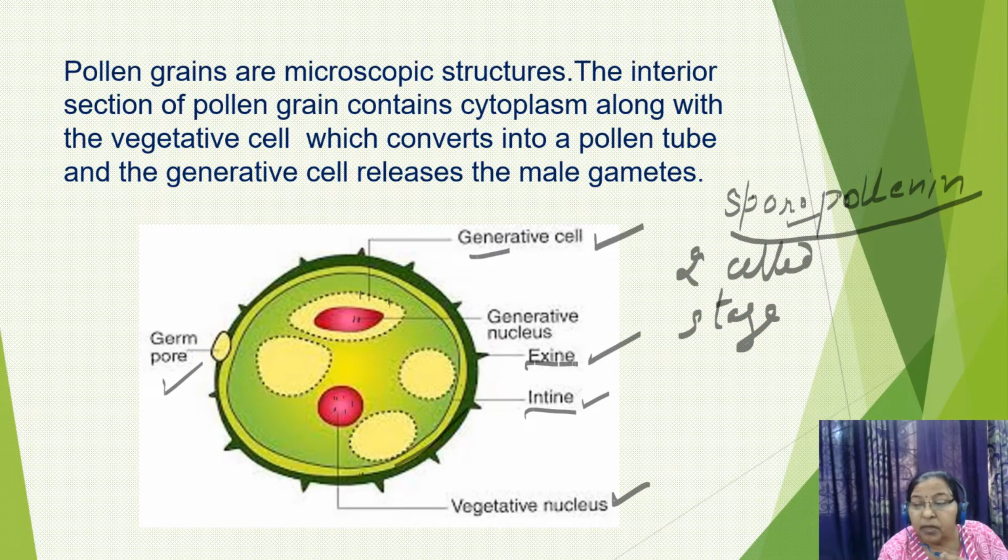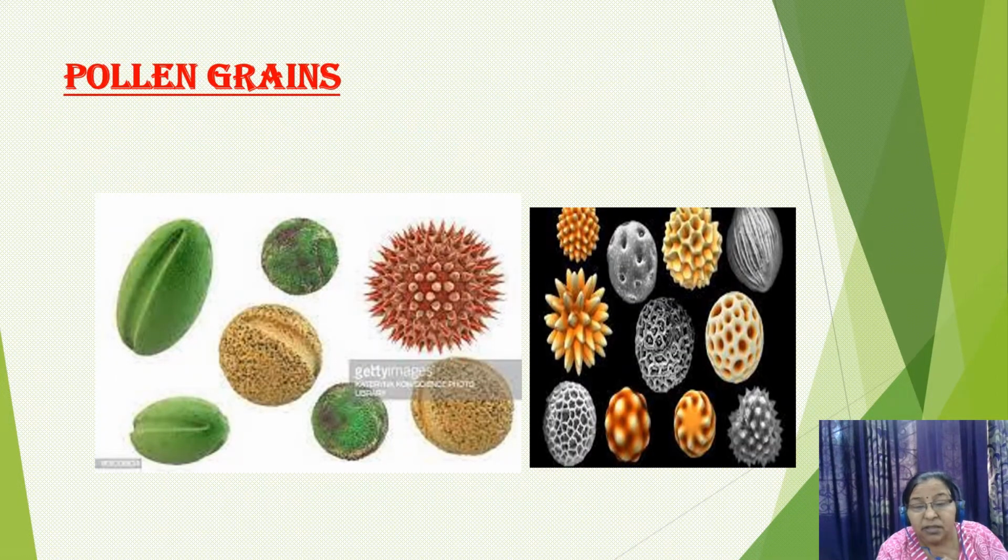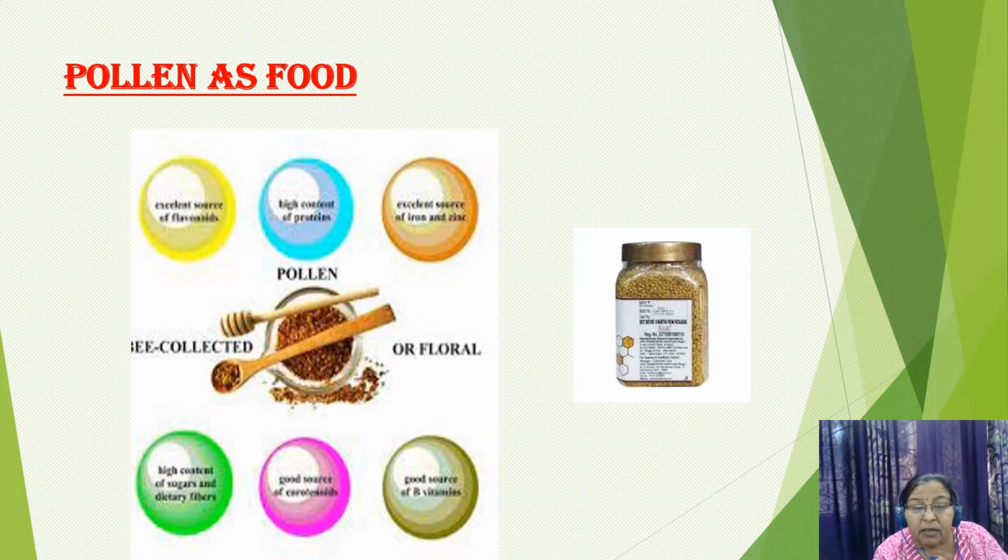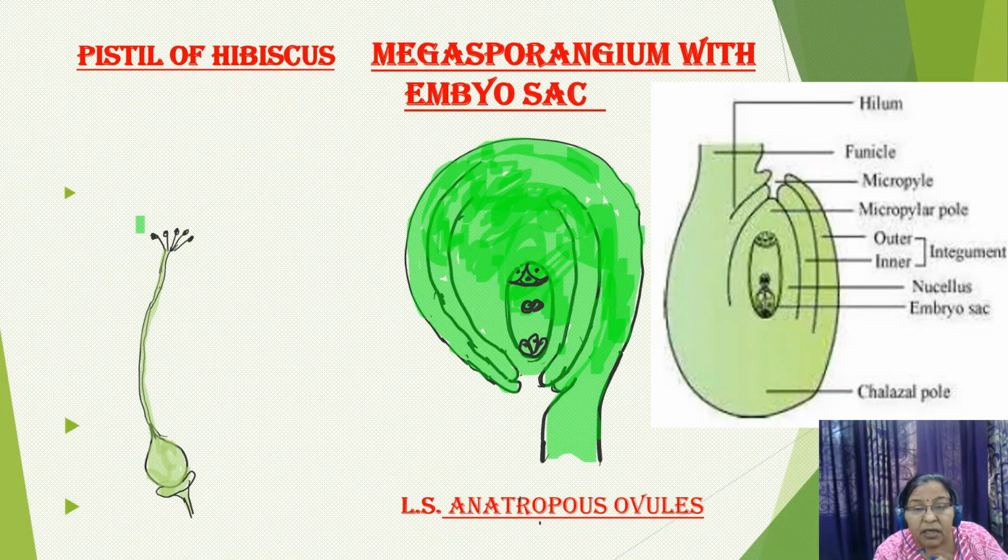Now the pollen grains, you can see they are so beautiful structures. Exine is so beautiful, and here you can see the furrows. These are the points from where the pollen tube or germination of the pollen is taking place. Nowadays the pollen, since it is very nutritive, is being used as a food also. So this pollen is being eaten in some countries.